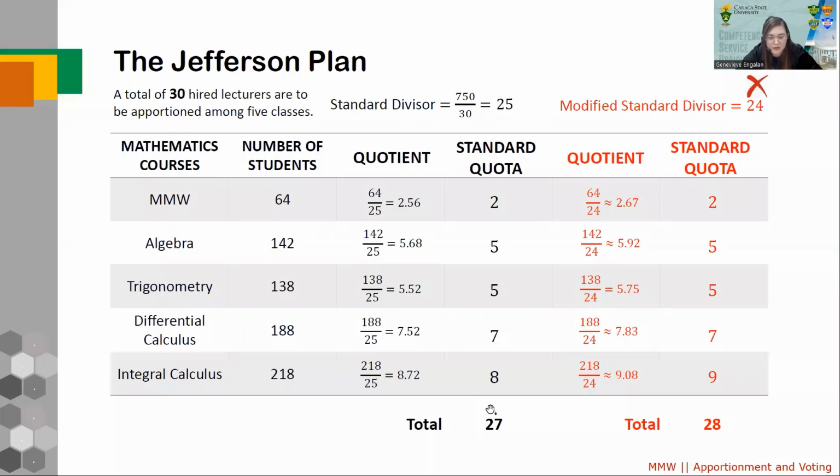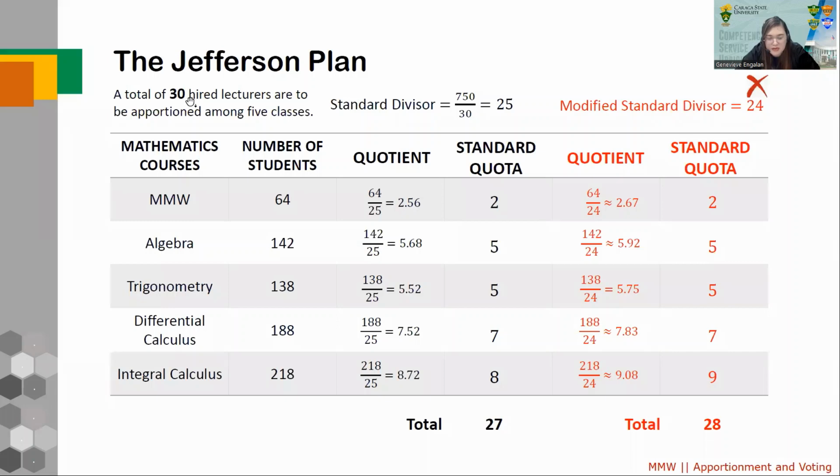Let's take an example. We have to hire 30 lecturers to apportion among 5 classes. Using our standard divisor, we get our standard quotas. Again, the standard quota is the whole number part of the quotient of the number of students and the standard divisor. So you have 2, 5, 5, 7, 8. Using the standard divisor, the total of the standard quotas is 27.